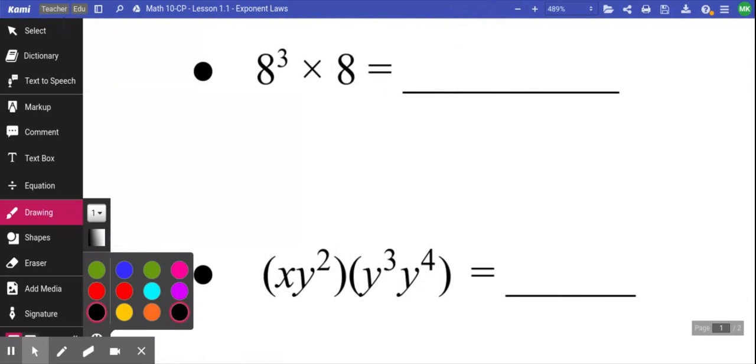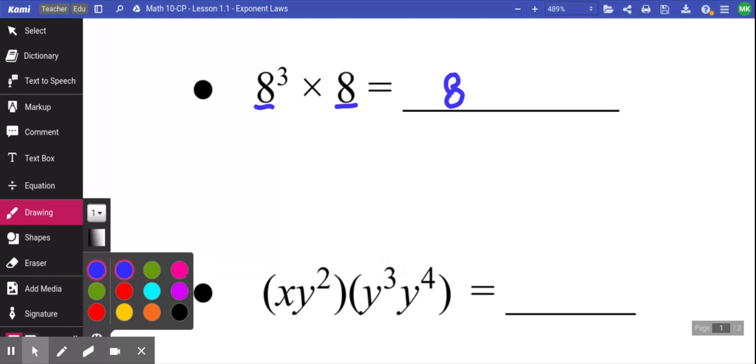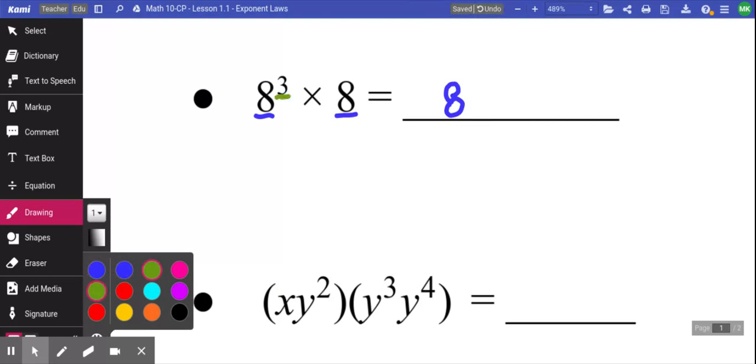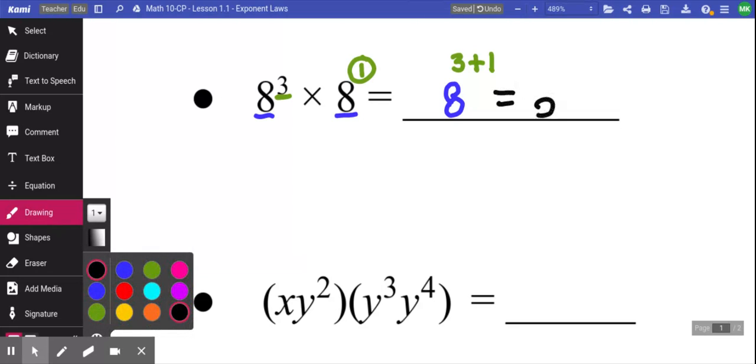We got 2 more here. The first one, that's just a good reminder that we have same base. They're both 8. This would be 3 plus, that's an invisible 1, to give me an answer of 8 to the power of 4.